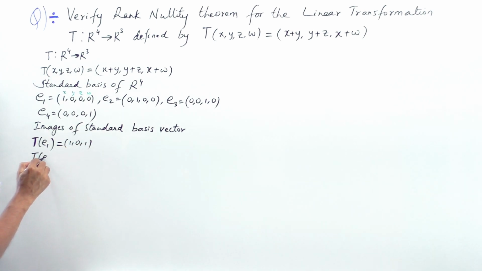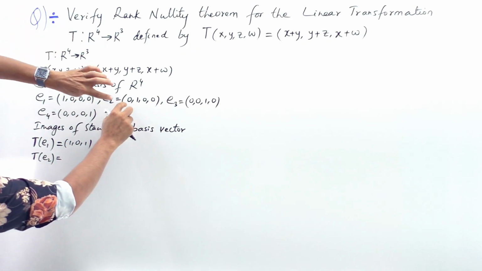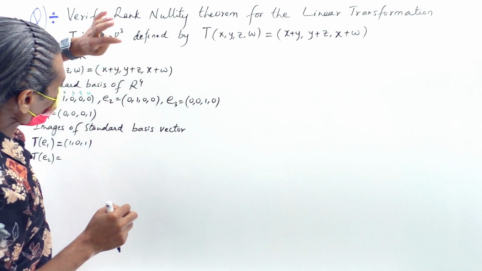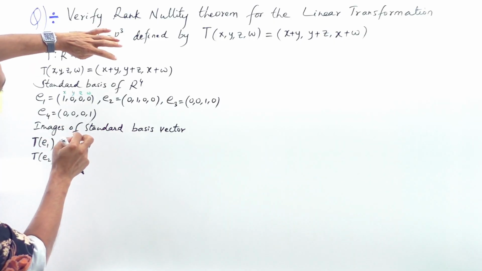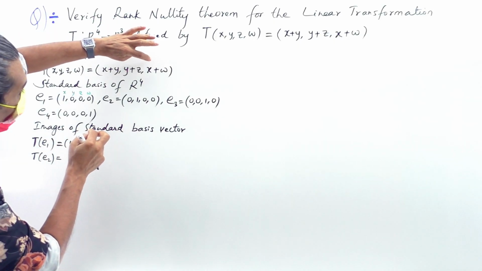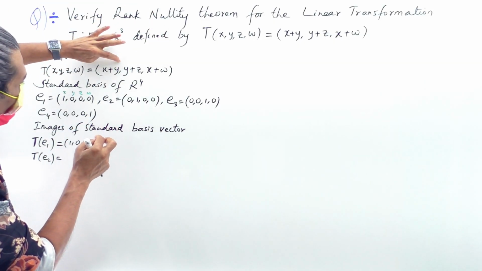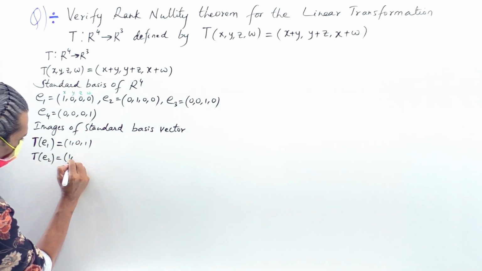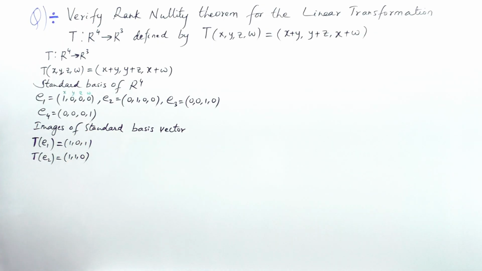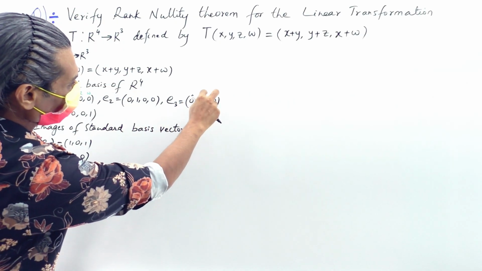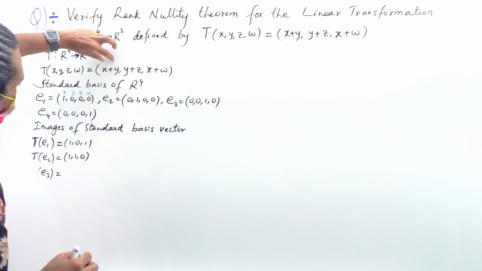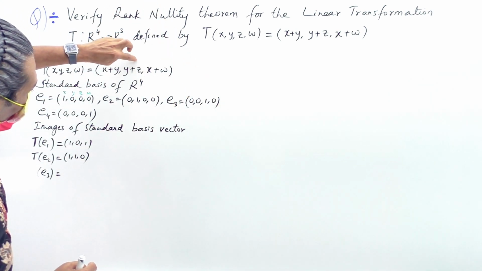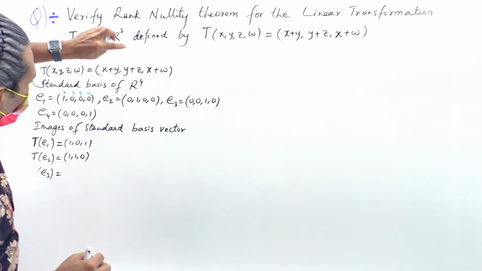Similarly, T of E2 will be, what's E2? (0, 1, 0, 0). Only y is there, the rest are 0. So y is here, 1 + 0, and x is 0, w is 0. So (1, 1, 0). Next, T of E3. What's E3? (0, 0, 1, 0). Only z is there. Obviously x is 0, y is 0, and z is only here, and there is no z in the third component, so it will be (0, 1, 0).